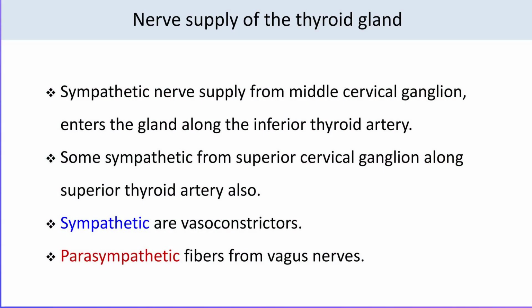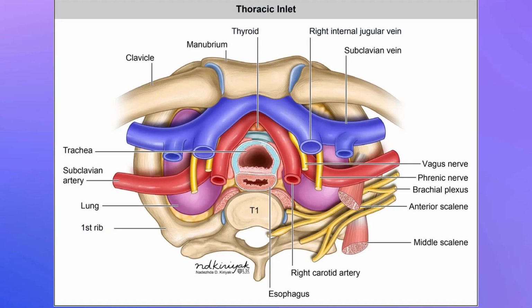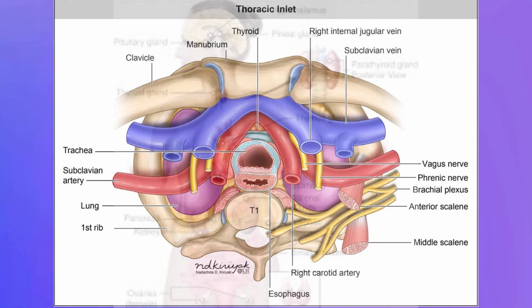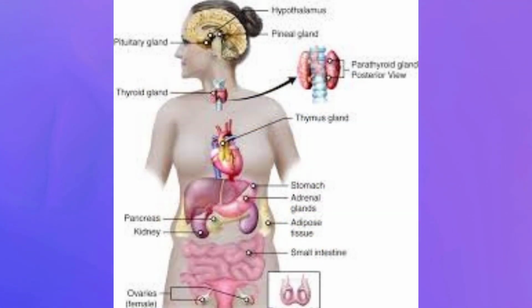The thyroid gland receives both sympathetic and parasympathetic innervation, although the precise functional significance of these nerves in regulating hormone secretion is still debated. Sympathetic nerve supply primarily originates from the middle cervical ganglion, with some fibers also coming from the superior cervical ganglion. These nerves typically enter the gland along the inferior and superior thyroid arteries, respectively, and are primarily vasoconstrictors. Parasympathetic fibers are derived from the vagus nerves, but their role in thyroid function is less clear compared to their role in other organs.